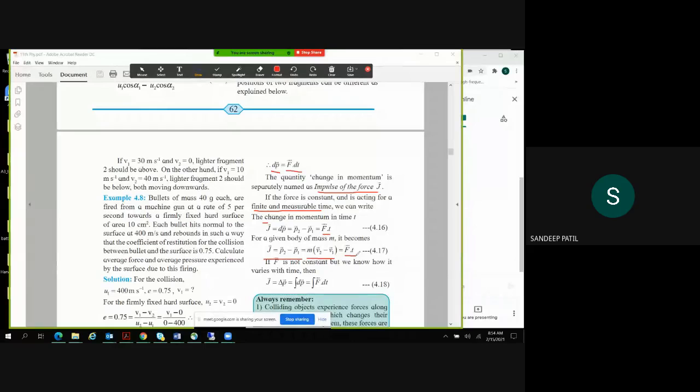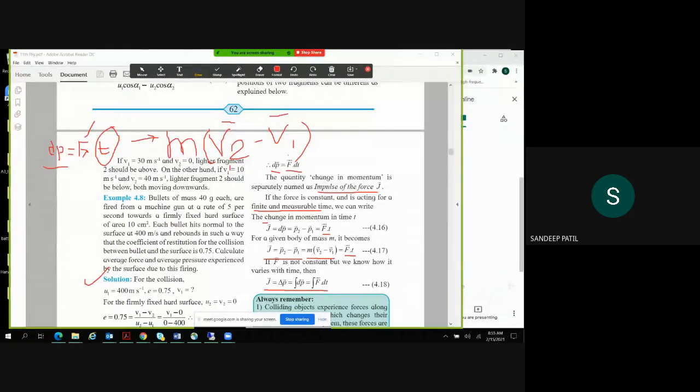Suppose F is not constant, but we know how it varies with time, then we can calculate by integrating. What does it mean? Change in momentum is the simple formula, force into time. If we know the time and the force, we can calculate the change in momentum. Another formula is mass into (V2 minus V1). If we know the mass and the initial and final velocity of the body, then we can calculate the change in momentum, as we did in this example.